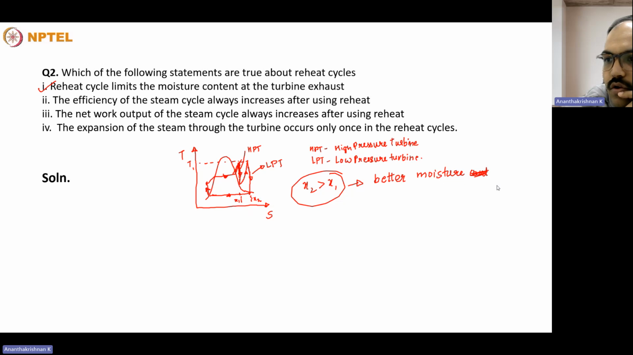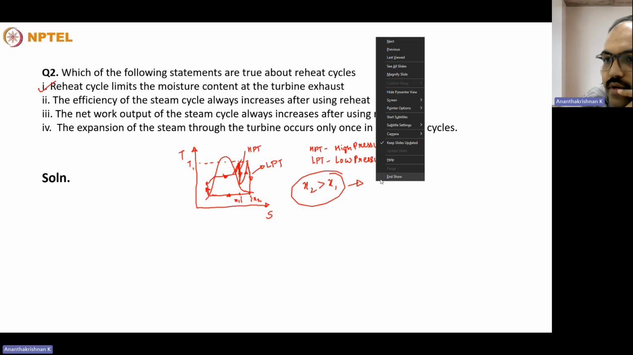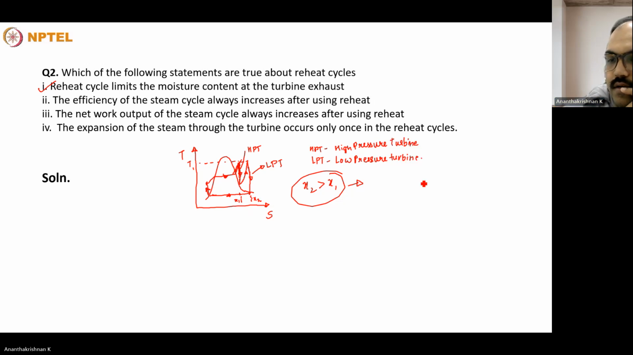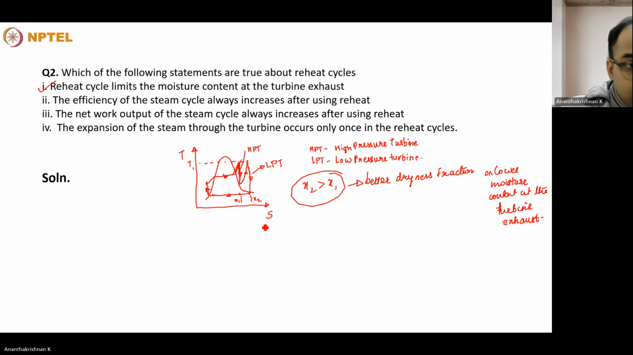Better dryness fraction or a lower moisture content. It would be better that I can write it as a lower moisture content or a better dryness fraction. That's the first option, and it is right.